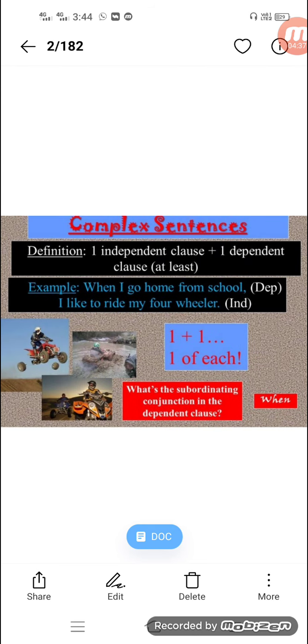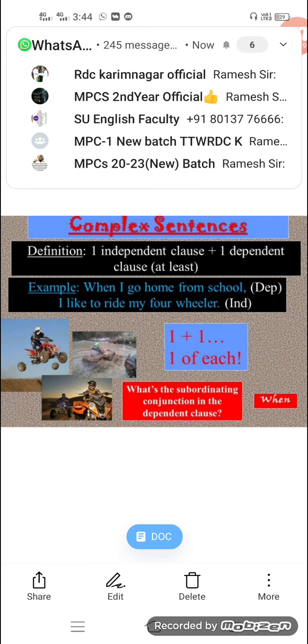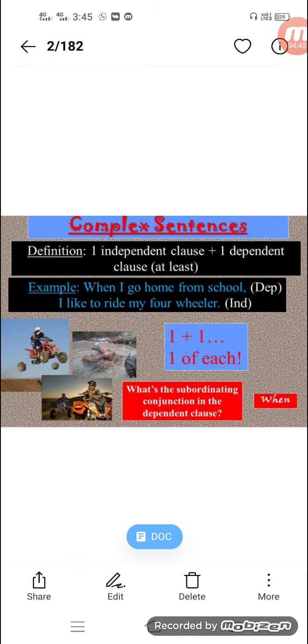Next, let us see complex sentences. Complex sentences are those sentences in which we can see an independent clause and a dependent clause combined together by a subordinating conjunction. Here subordinating conjunction means this conjunction depends upon an independent clause.